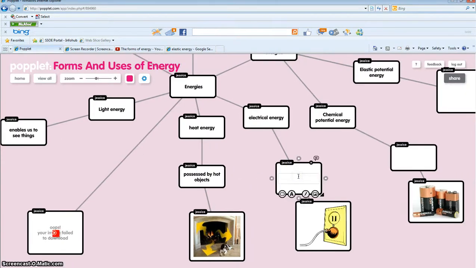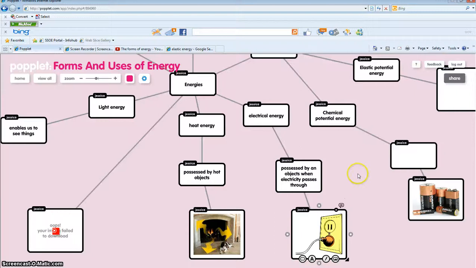Now, let's learn about electrical energy. Electrical energy is the energy possessed by an object when electricity passes through it. Power stations are our main source of electrical energy as it passes electricity to our homes for our basic needs. Electrical energy can be stored for later use inside a battery.